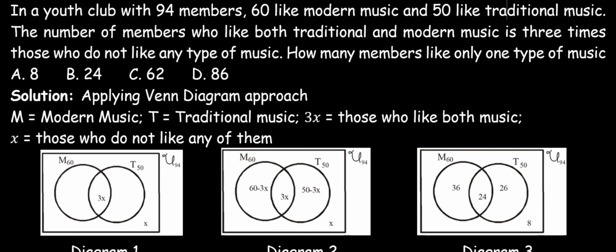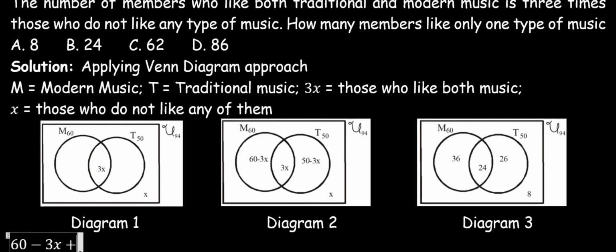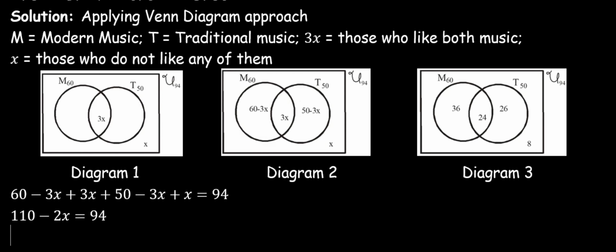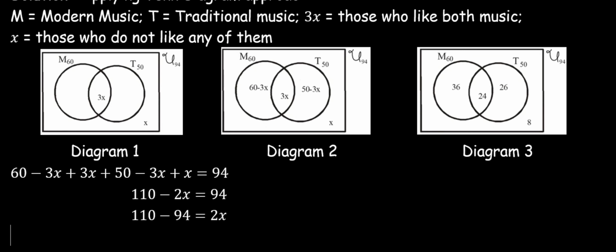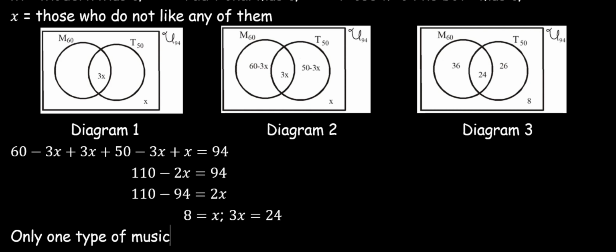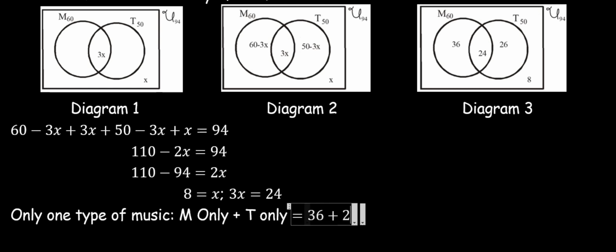Next, we have diagram 2, where we now subtract 3S from 60 and 3S from 50. And from diagram 2, we can proceed to equate that 60 minus 3S plus 3S plus 50 minus 3S plus S is equal to 94. And from here, simplifying it becomes 110 minus 2S equals 94. From here, we have that 110 minus 94 will be equal to 2S. And from there, we know that 8 is equal to S. Thus, 3S will be equal to 24. Next, we are asked to find the number of members who like only one type of music, and that will be M only plus T only, which is equal to 36 plus 26, which is equal to 62.